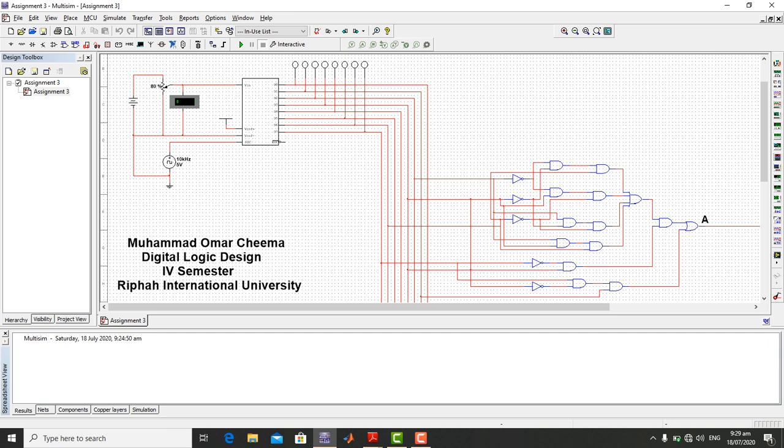We will use the slider of the potentiometer to control the input of the analog voltage. The analog voltage is given by using a power source of 10 volts. Here is the ADC IC, and those are the outputs 0 to 7 I was talking about.